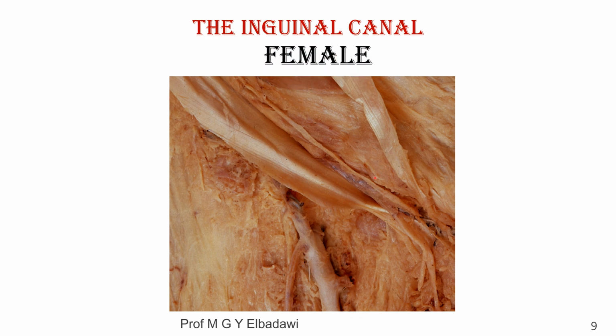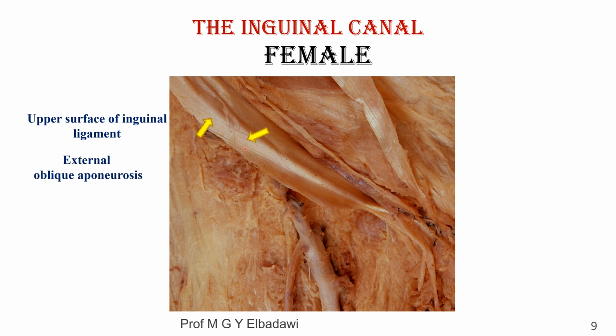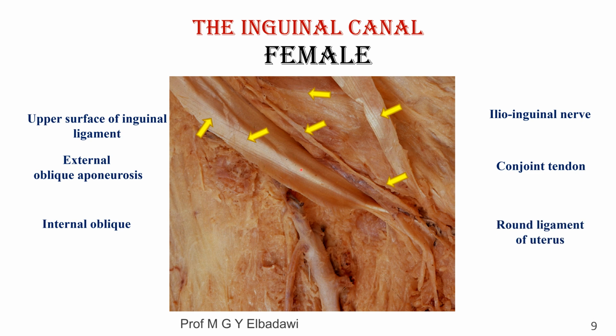Here is a female one, which you can see is smaller in size. The contents are less than those in the male. That's why it is smaller. That is the upper surface of the inguinal ligament where the external oblique is reflected, the external oblique aponeurosis here and here. That is the internal oblique. That is the ilioinguinal nerve again. That is the conjoint tendon, the edge of it. That is the round ligament of the uterus, the main content of that female inguinal canal.